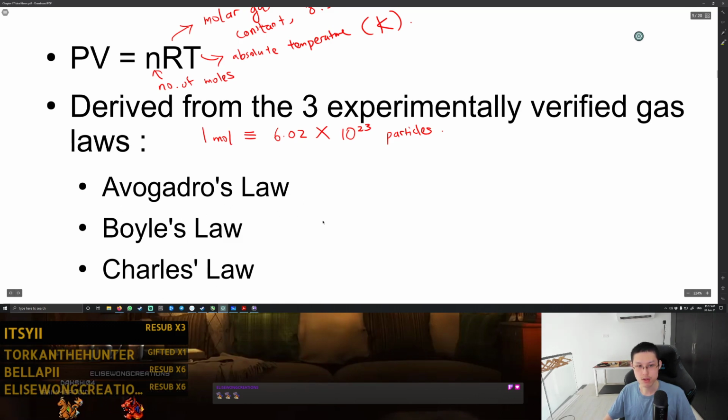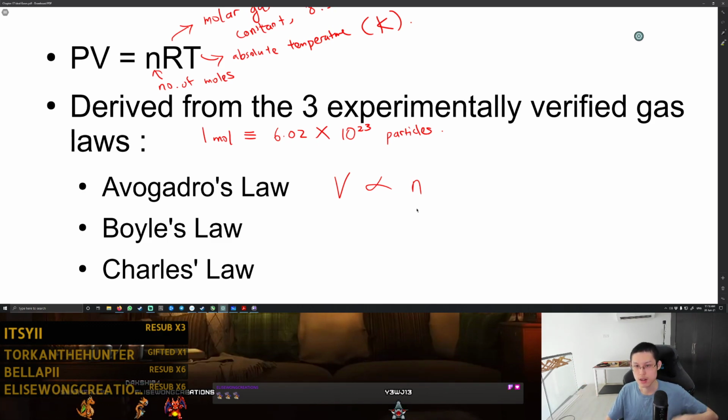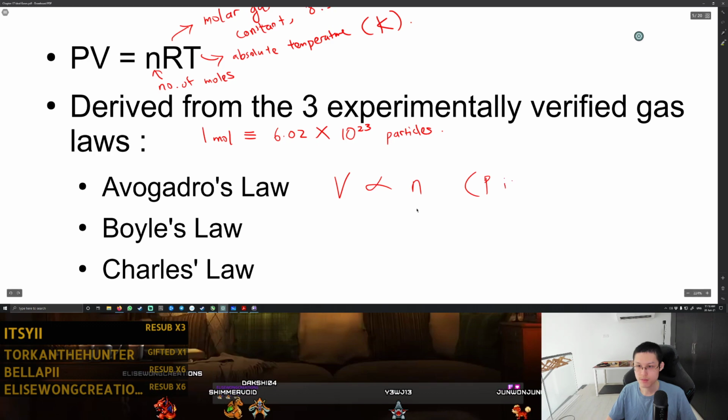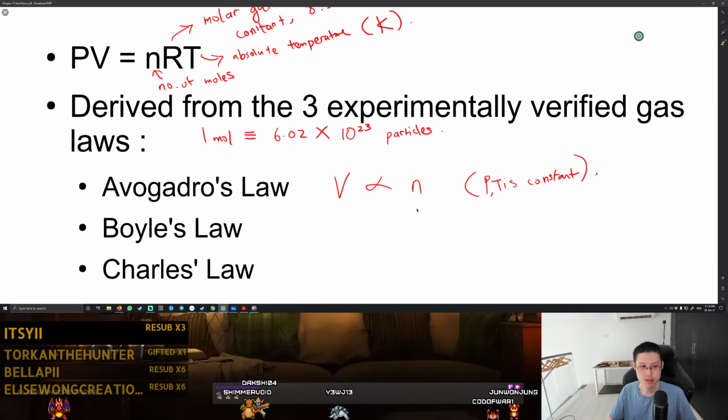So Avogadro's law tells you that the volume of a gas depends on the number of moles of the gas. So the more particles you have in a given space, the volume would increase. And this is assuming that your pressure and temperature is constant. Then V will be proportional to the number of moles.